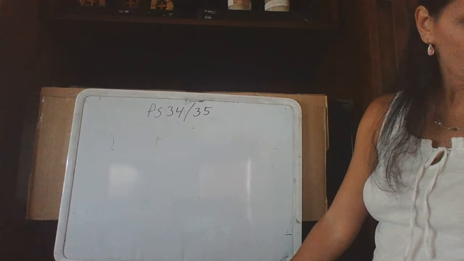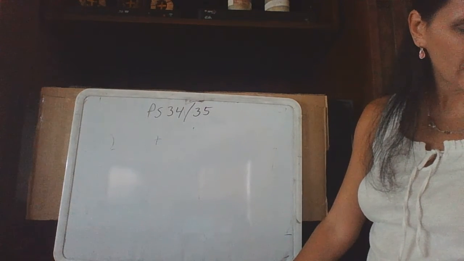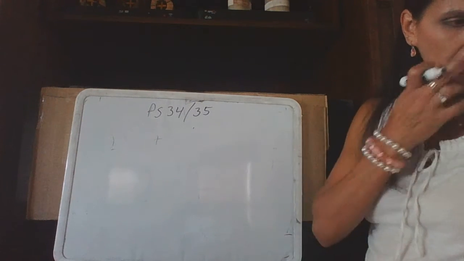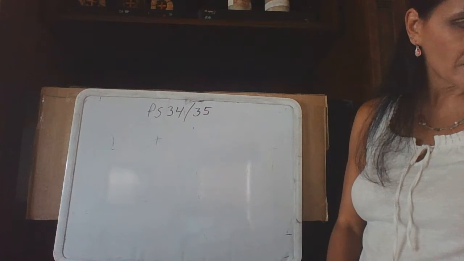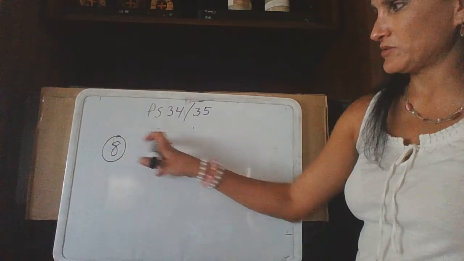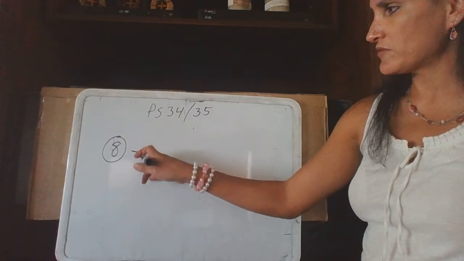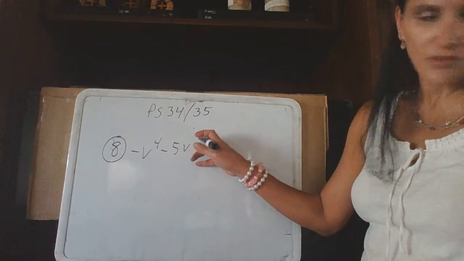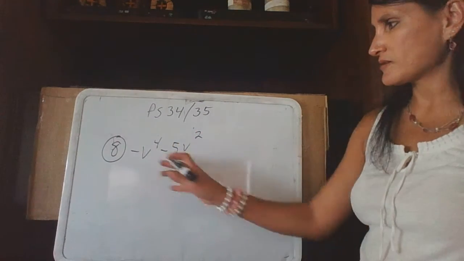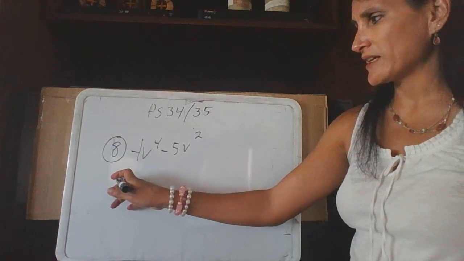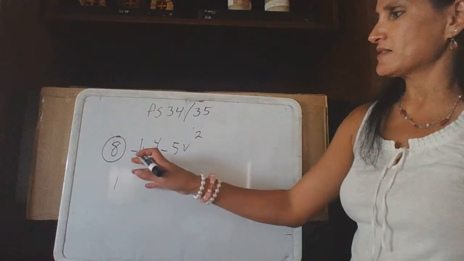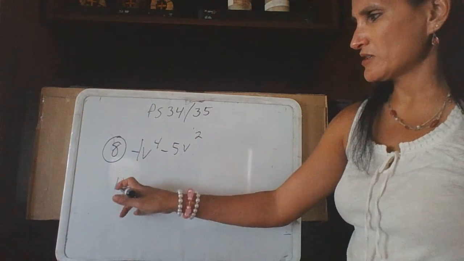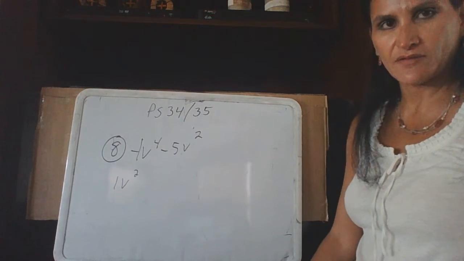All right, so let's look at number 9. Well, actually, yeah, number 9. We'll look at number 9. No, I want to do 8 instead. Okay, we'll do 8. So 8 says negative v to the 4th, negative 5v squared. Okay, so let's look at the coefficients. This one has a 1, this one has a 5, so they don't share anything, so we put a 1. Okay, then we look and we say, well, this has a v to the 4th and v squared, so they share v squared, so 1v squared.